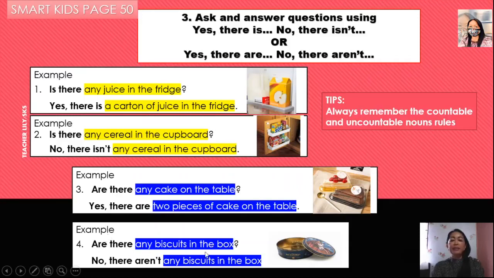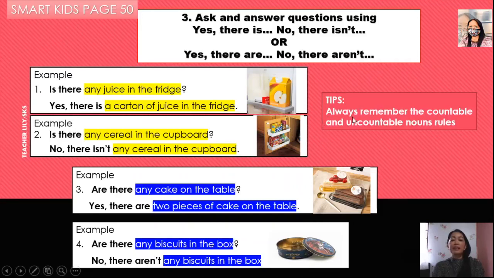Are there any biscuits in the box? Can you see any biscuits here? No, right? So you answer, no, there aren't any biscuits in the box.